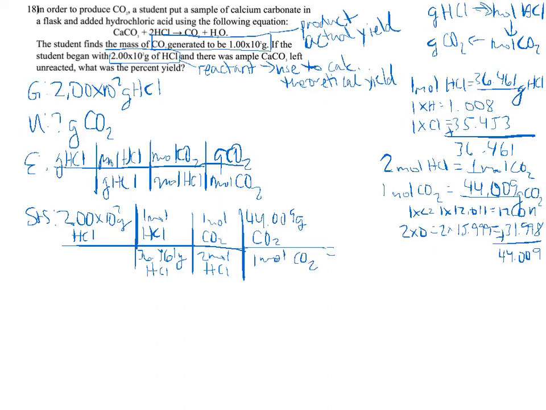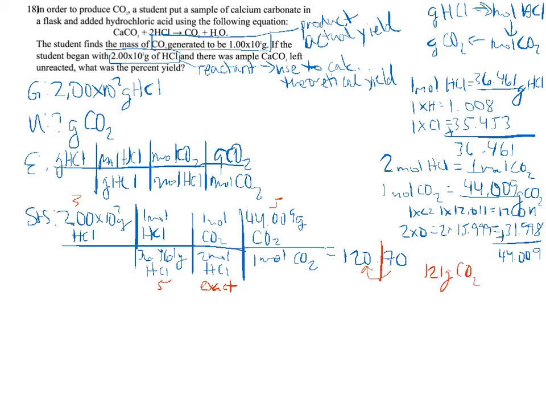Okay, so math, what are we doing? We've got 2.00 times 10 to the second. We're going to divide it by 36.461, divide by 2, and then multiply by 44.009. You get 120.70. Okay, so significant digits on here. This has 3, this has 5. Mole to mole ratios are exact. This has 5. We need our answer to go to 3. The 7 rounds the 0 up. So this is 121 grams of CO2.